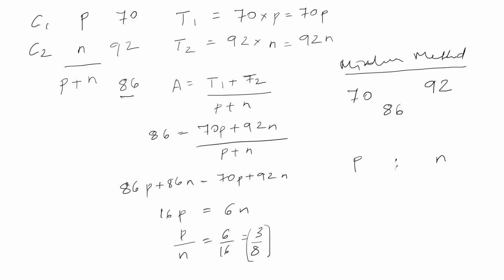Now, to understand the mixture method, we just have to take the difference between the two values. So 70 and 86, and just write it down here. This gives me 16. And 92 and 86, this difference, you have to do crossways, will give me the value of 6. So the ratio is 6 and 16, which is nothing but 3 and 8. So now we can easily say that the P to N ratio, that is P by N, is 3 by 8. And that is exactly what we got.